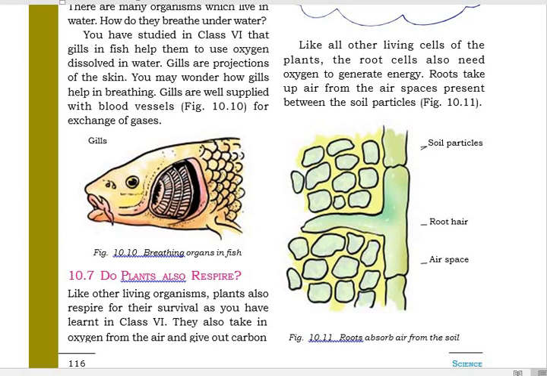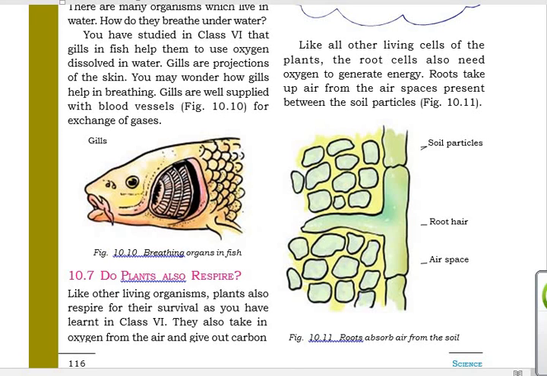Plants also take oxygen from the air and give out carbon dioxide. Leaves always take oxygen from the atmosphere during breathing and give out carbon dioxide. In the cells, oxygen is used to break down glucose into carbon dioxide and water, as in other living organisms. In plants, each part can independently take in oxygen from the air and give out carbon dioxide.